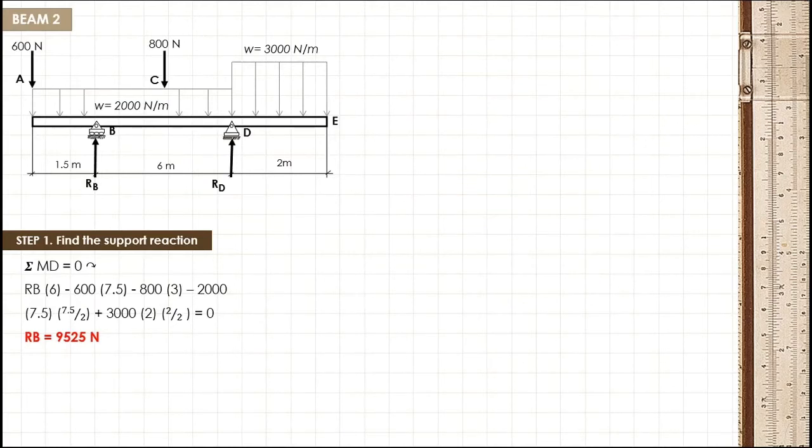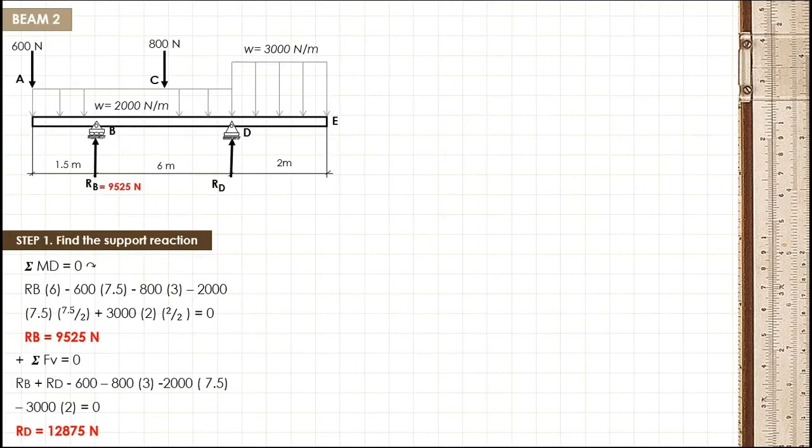9,525 Newton. Now that we have reaction at B, we can now compute for the reaction at D by using the summation of forces along the vertical axis wherein upward is positive. Positive RB plus RD minus 600 minus 800 multiplied by 3 minus 2000 multiplied by 7.5 minus 3000 multiplied by 2. Now we have reaction at D that is equal to 12,875 Newton.